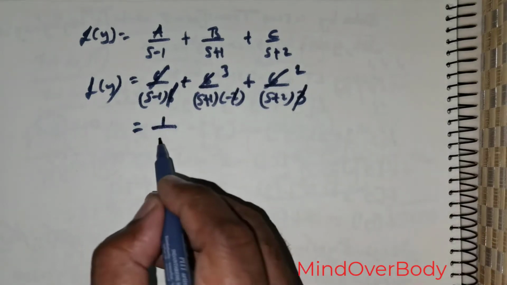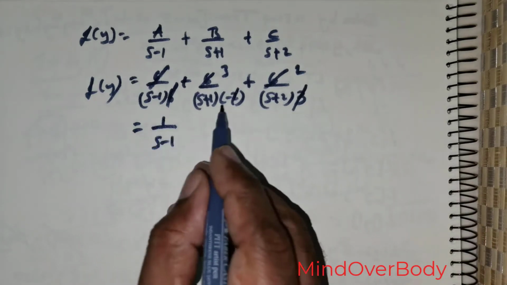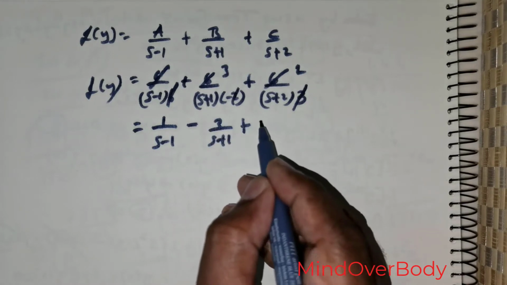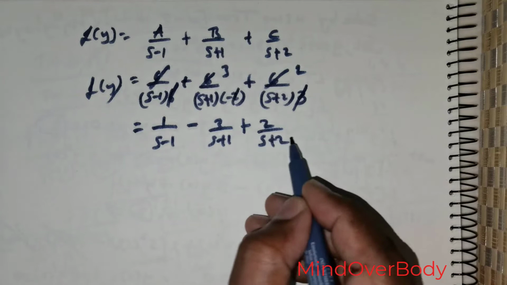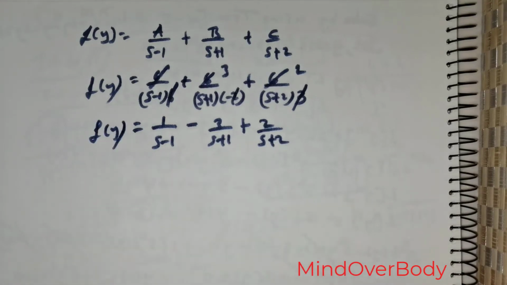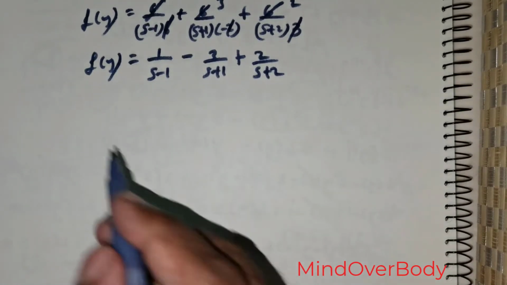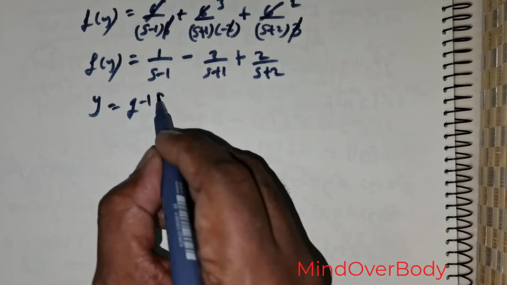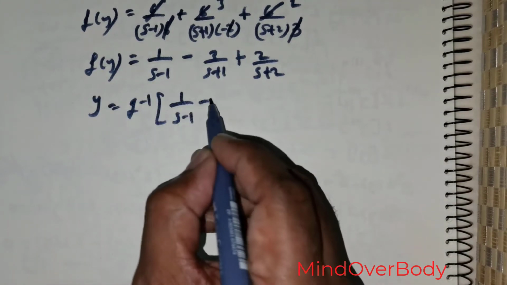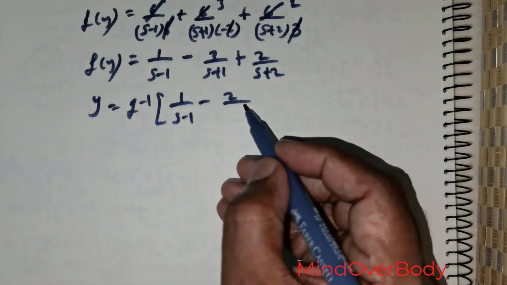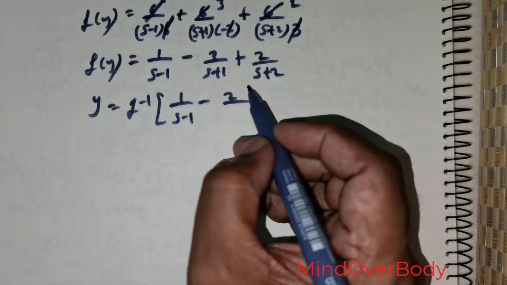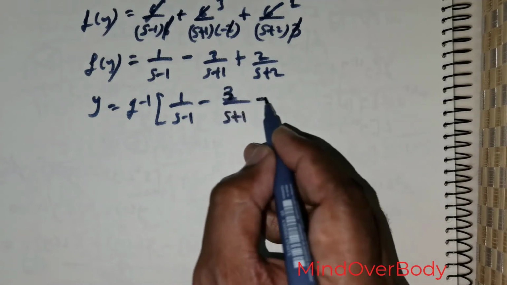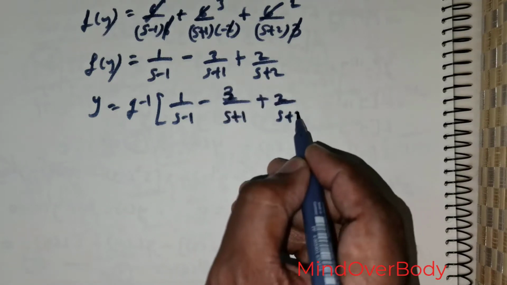So it's going to be 1 over s negative 1. This is negative 3 over s positive 1. This is positive 2 times s positive 2. So this is L of y. Now we need to get y. So from here y is equal to L inverse of 1 over s negative 1, negative 3, that's 3, right? So 3 over s positive 1, positive 2 over s positive 2.